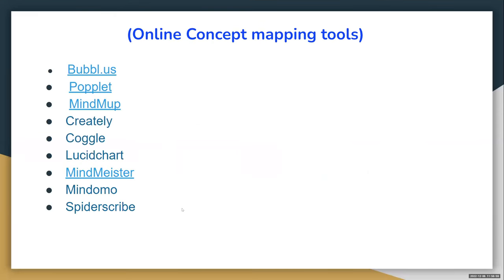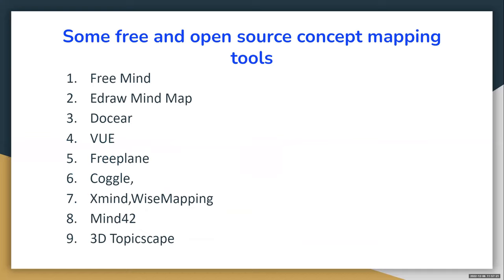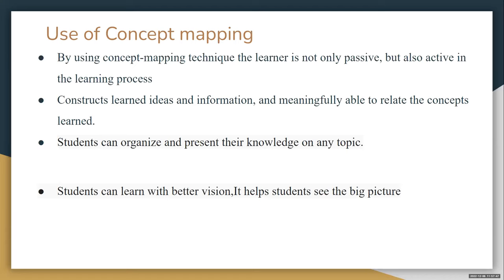So here are some online concept mapping tools. For example, bubble.us, Poplet, MindMap, Creately, Coggle, Lucidchart, MindMeister, MindDomo, Spider, Scribe, and there are many more online concept mapping tools which you can use. Some free and open source concept mapping tools are FreeMind, EdrawMind, Dossia, Visual Understanding Environment, FreePlane, Coggle, XMind, WiseMapping, Mind42, 3D Topic Scape. So these were the free and open source mind mapping tools, where we can use concept mapping.